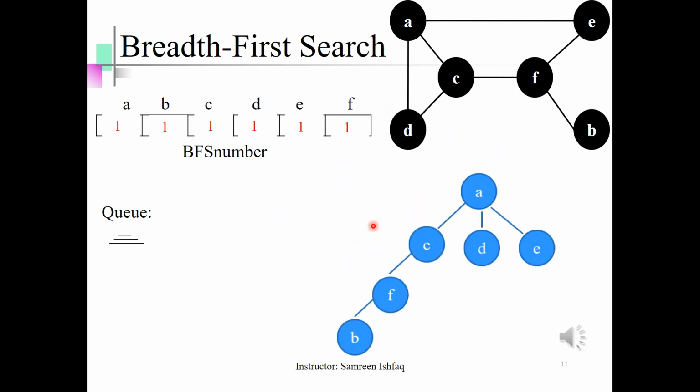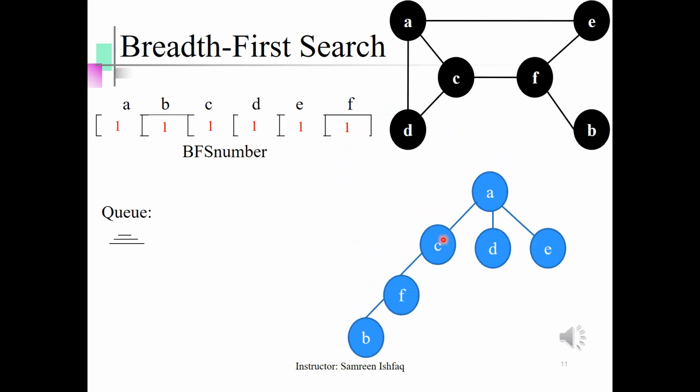We have visited vertex A, then C, D, E, then F and B. This is the ordering of the breadth first search traversal.